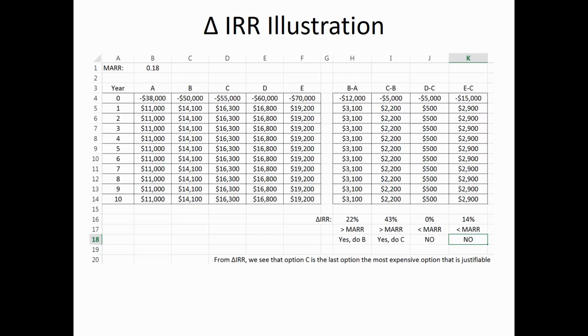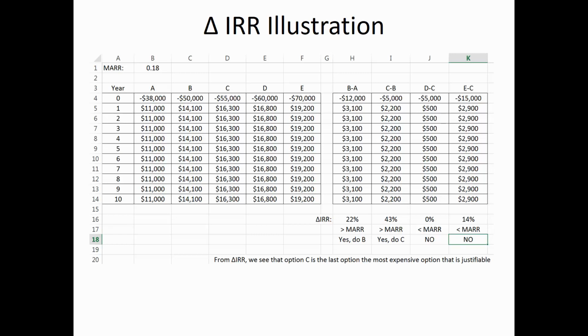So the next comparison is D versus C. Because at this point, C is the champion in our eyes. Now the thing of it, though, is that for option D, the incremental internal rate of return is 0. So that's less than the MAR, and that means that we have to stick with option C. So option D is more expensive, but it's not worthwhile.